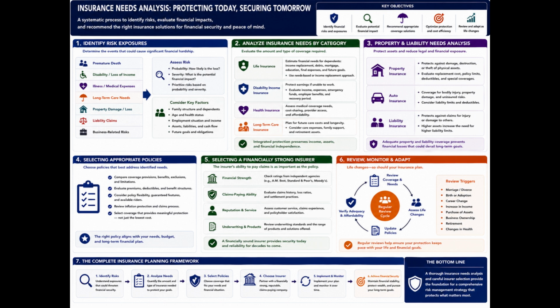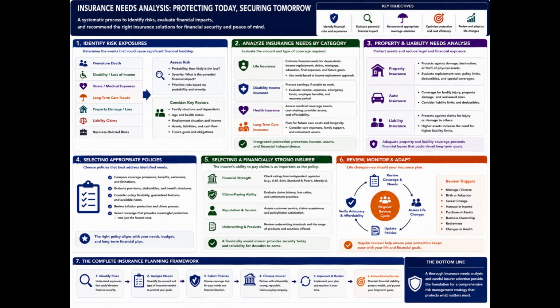Health, disability, and long-term care insurance analyses focus on protecting income and managing healthcare-related risks. Disability income insurance needs are assessed by examining current earnings, living expenses, emergency reserves, employer benefits, and expected recovery periods. Health insurance analysis evaluates medical coverage needs, cost-sharing arrangements, provider access, and affordability considerations.